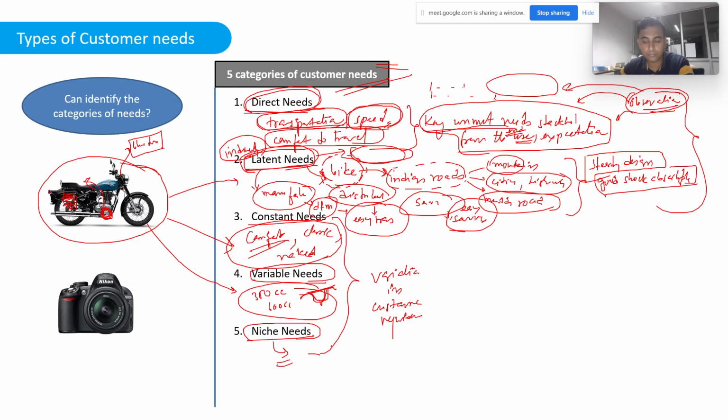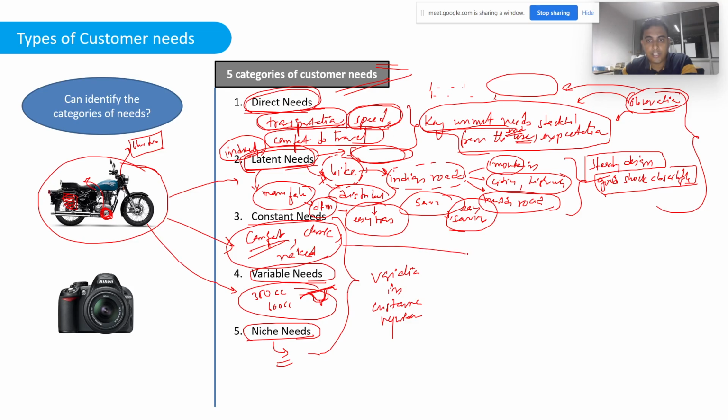Any doubt? Yeah, I just have a question. What is the difference between a constant need and a direct need? Because it seems similar. For instance, comfort is a direct need for a user, right? Why can we classify it as a constant rather than a direct need?